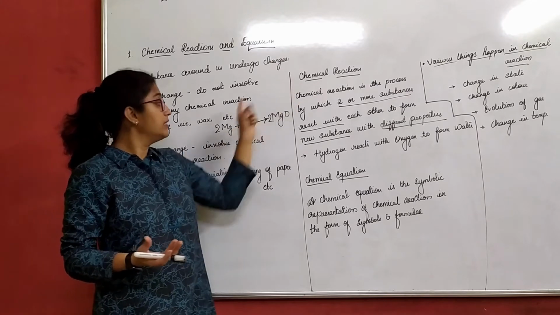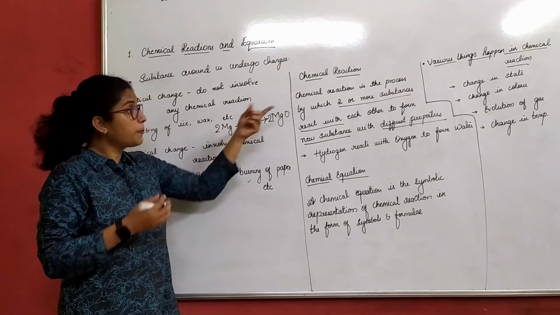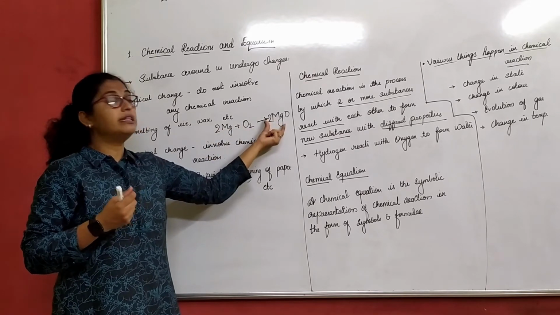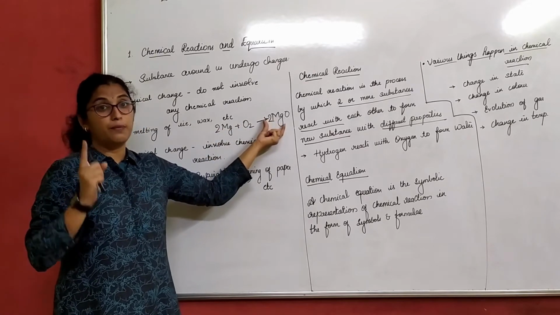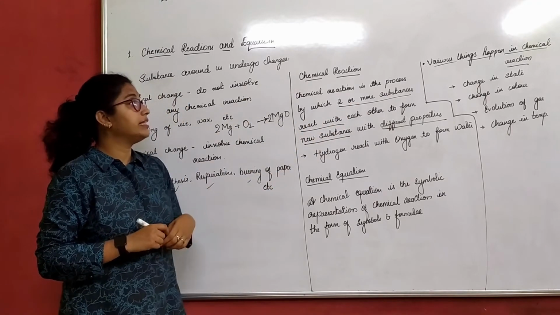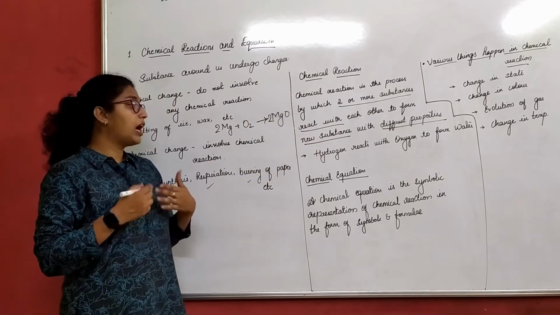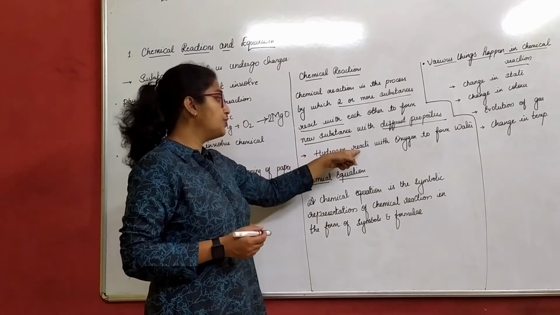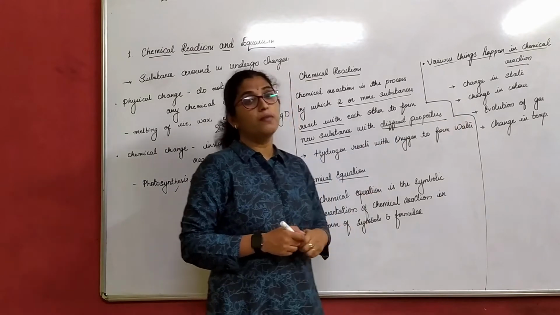See here, two substances are reacting with each other to form a different product, to form one product, right, with different properties. That is the meaning of chemical reaction. How do we represent it? I have just given one example. Hydrogen reacts with oxygen to form water.